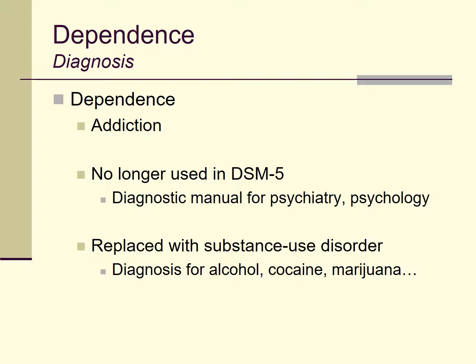It's interesting to note that in the current diagnostic system, the DSM-5, the word dependence is kind of being abandoned as well and being replaced with a more generic sounding phrase, substance use disorder. So you might diagnose someone as having a substance use disorder for alcohol, for cocaine, for marijuana, for almost any other drug. Depending on how you characterize that substance use disorder, you can be referring to some of the features of what we used to call dependence and what we even used to before that call addiction.